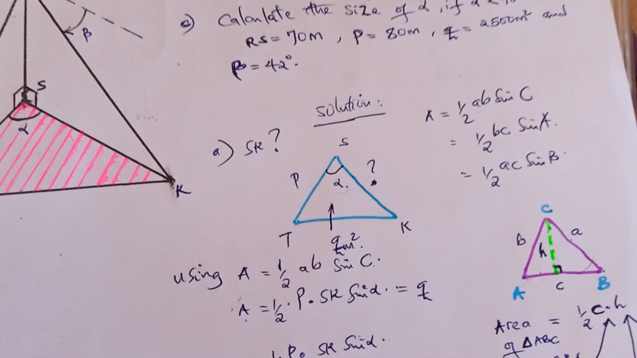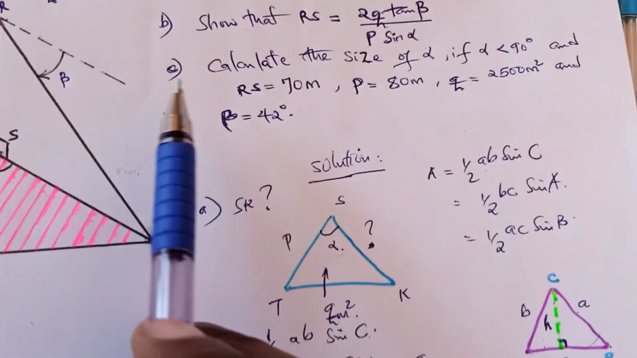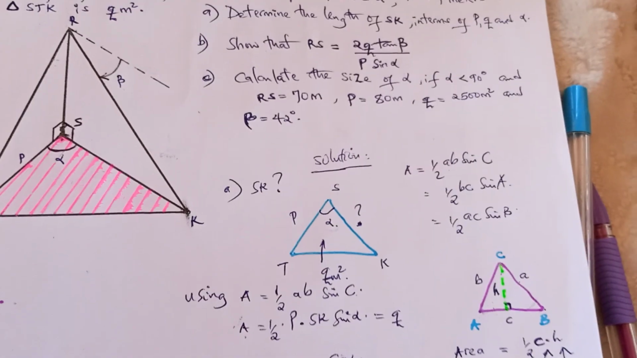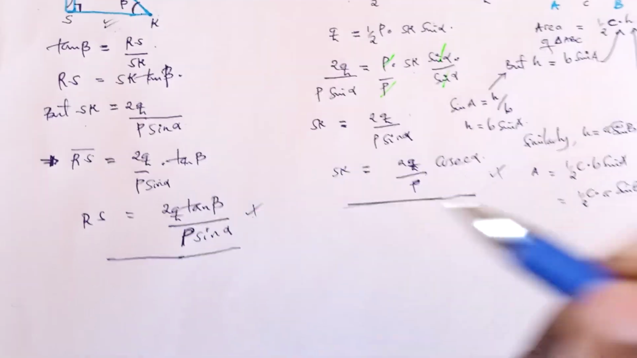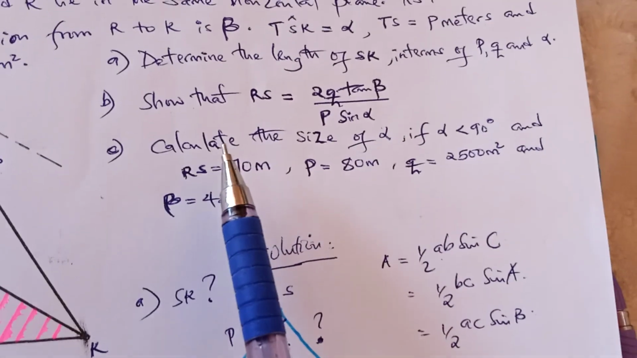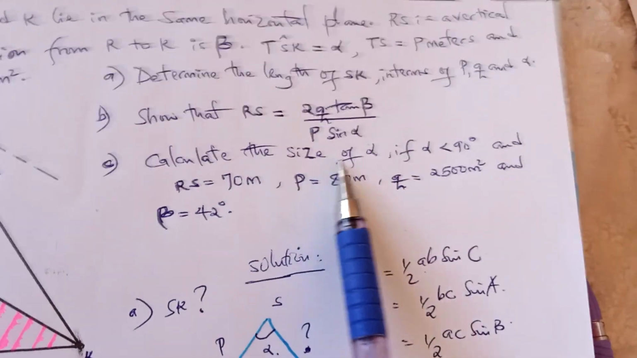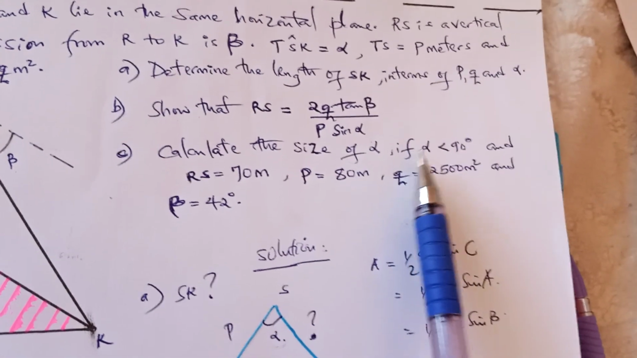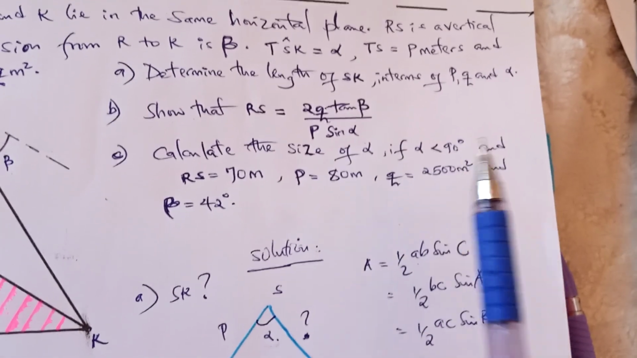So from this we are going to part C of this question. Interesting. We've scoped these marks as well. So part C, what is it saying? It says, calculate the size of angle alpha if this angle is complementary.